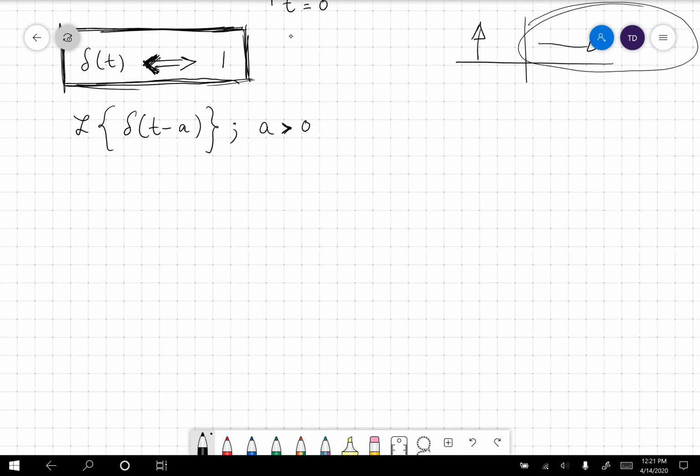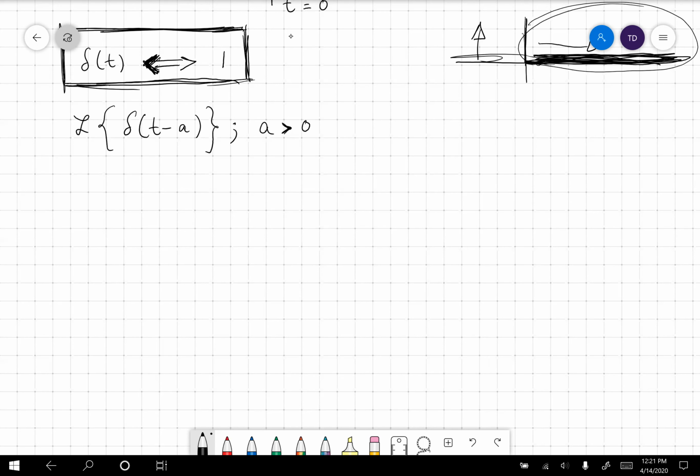So I want to make sure it's in the integral. Otherwise, if a is less than 0, what is the Laplace transform of delta of t minus a? Any idea? Is it 1? No, it's 0, right? Because the impulse is over here, but we're only taking the integral from here to here. So the delta function is 0 out here. So it's 0 times e to the minus st, that's 0. And now I'm taking the integral of 0, so it would all be 0.